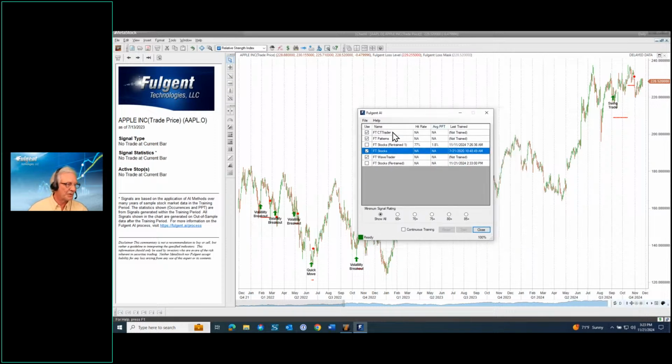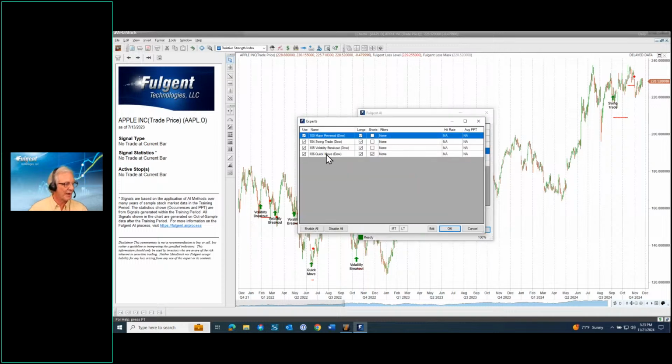And in this one, I have other products that we've built for Metastock. There's a Coral Trend Trader, there's pattern recognition. We did that webinar like a week ago. Wave Trader. But what we want to look at today is Fulgent Technologies stocks, which is the pure AI that is generating these signals. So if I double click it, I'll see there's 4 experts in here, and each one of them is triggered by a specific thing.